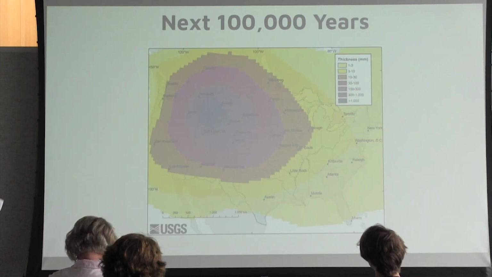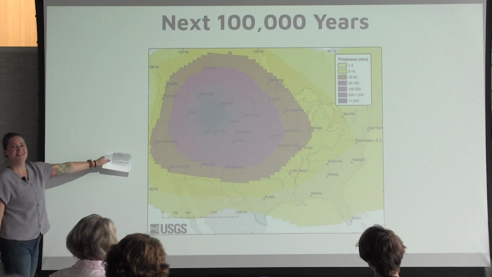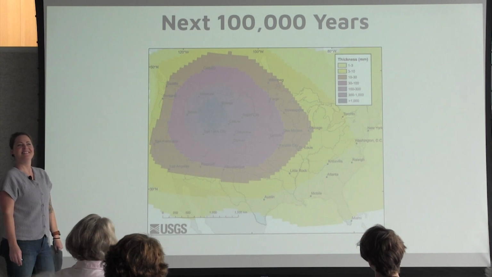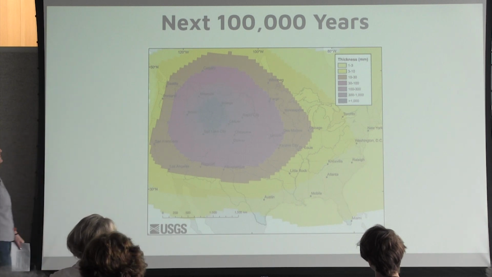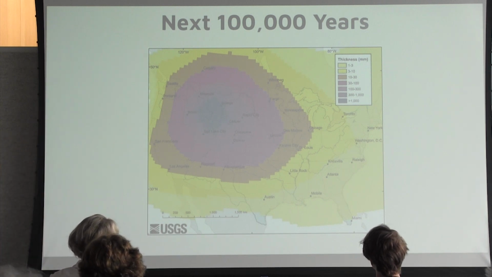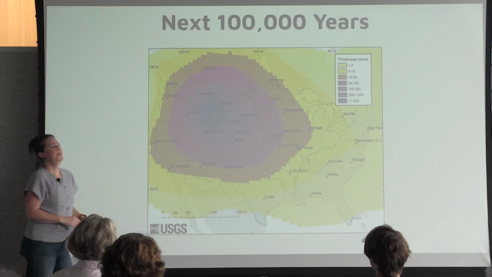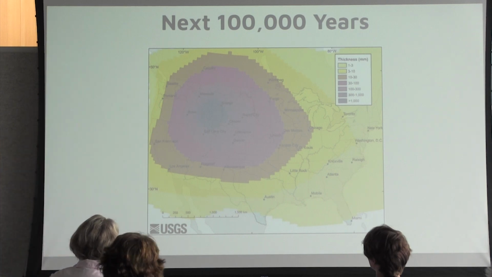Now let's go a little farther. Let's think about the next 100,000 years. Does anybody know what this represents? No? Yellowstone? Yes, it does. So within the next 100,000 years, Yellowstone will go off. This is the ash fall from Yellowstone. Right here in Missoula, we're going to get, if we survive it, a foot of ash.